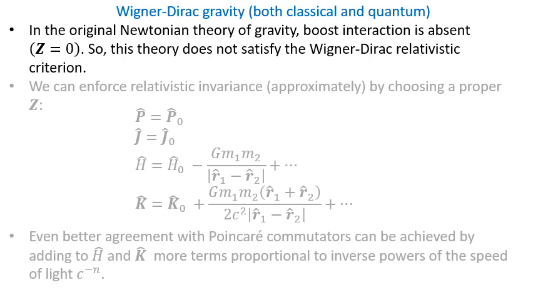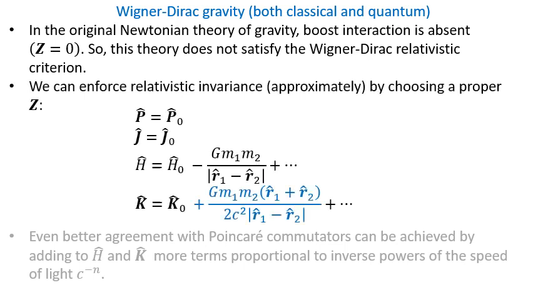Let us now assume that gravity is the same kind of force, similar to the electromagnetic Coulomb interaction, and that it can be described by the Wigner-Dirac theory. Of course, first we have to deal with relativistic invariance. In the original Newtonian theory, the boost interaction Z was absent, so the relativistic criterion was not satisfied. We don't have the exact solution of this problem, but there are methods allowing one to enforce Poincaré commutators approximately by representing interaction operators in the Hamiltonian and boost as series in inverse powers of the speed of light.